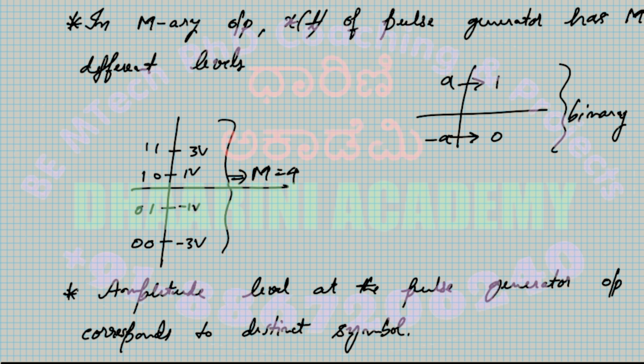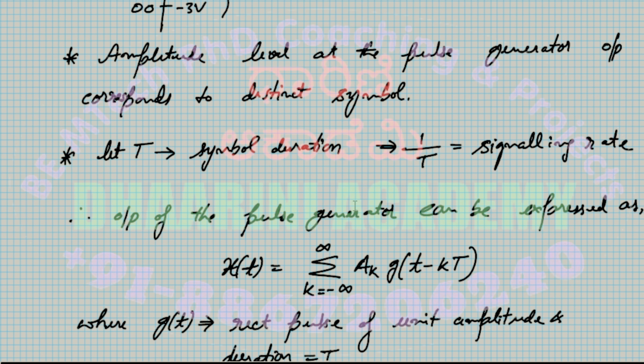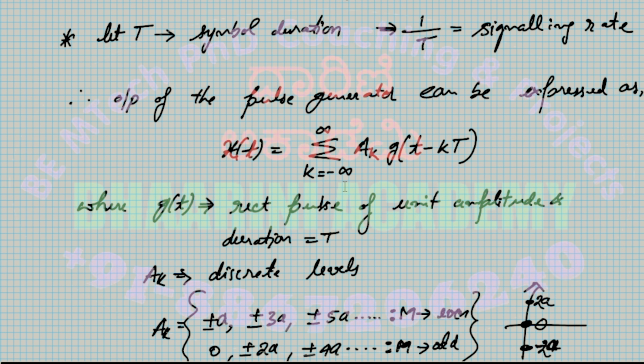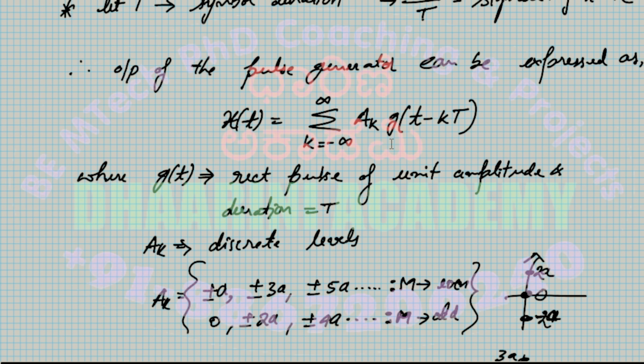The amplitude level at the pulse generator output corresponds to different symbols. Yes, we understood that. So if you have capital T as the symbol duration, 1 by T will be the signaling rate, how quickly you can change your symbols. That is what the symbol signaling rate is. So again, we have the same equation: x of t is the sum over k from minus infinity to plus infinity of a k into g of t minus kT. So here g of t minus kT is what we are talking about now.